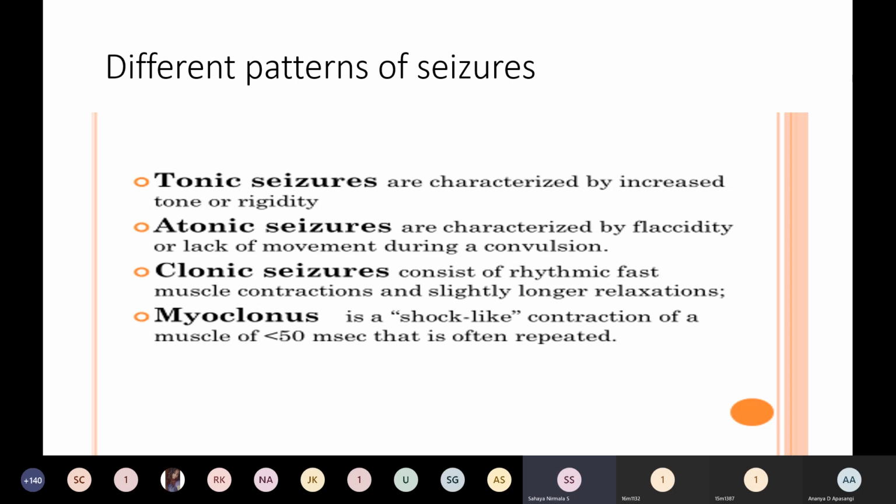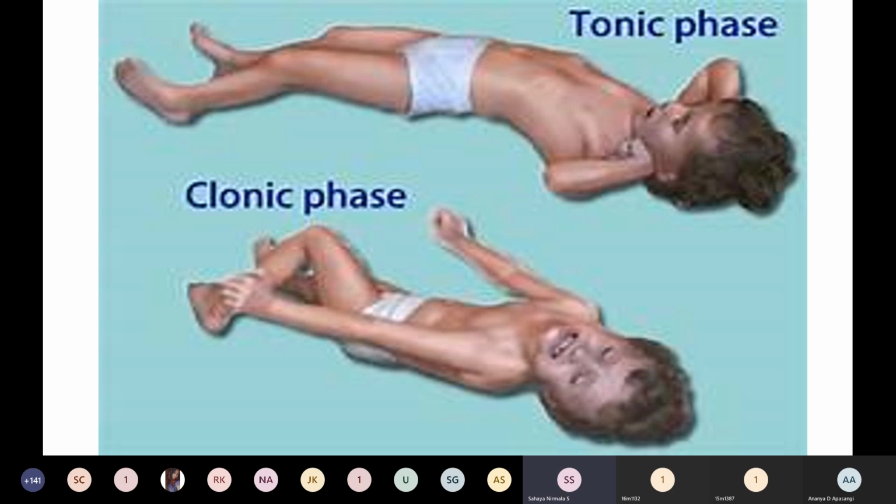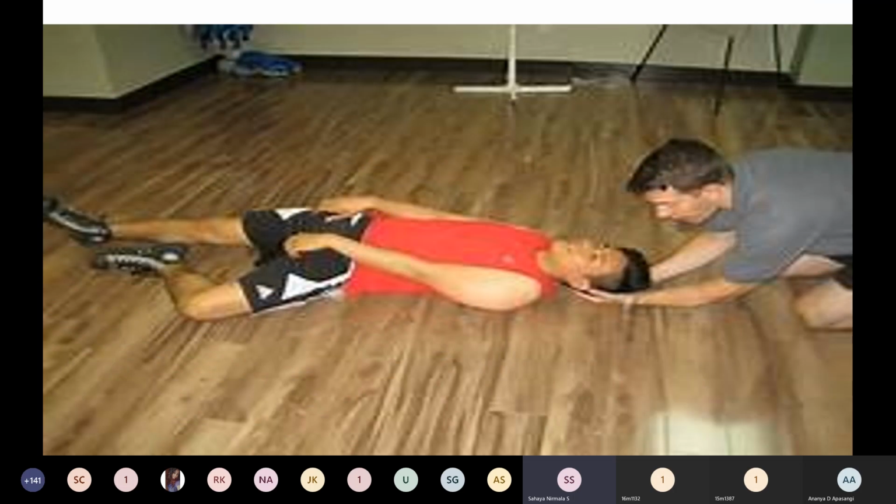These are the four main patterns of seizure, and there can be a combination of these, like tonic-clonic, tonic-atonic, or tonic-myoclonic. If you see the first picture, there is a generalized increase in tone. You can see the fixed posture of the limb and the child is holding his limbs very tight. Whereas during the clonic phase, there will be release and contraction, so there will be jerky movements of the limbs. If you see this child, his limb is in a fixed and tight position, like a tonic seizure. The child's sensorium is impaired, so it is a generalized tonic type of seizure.